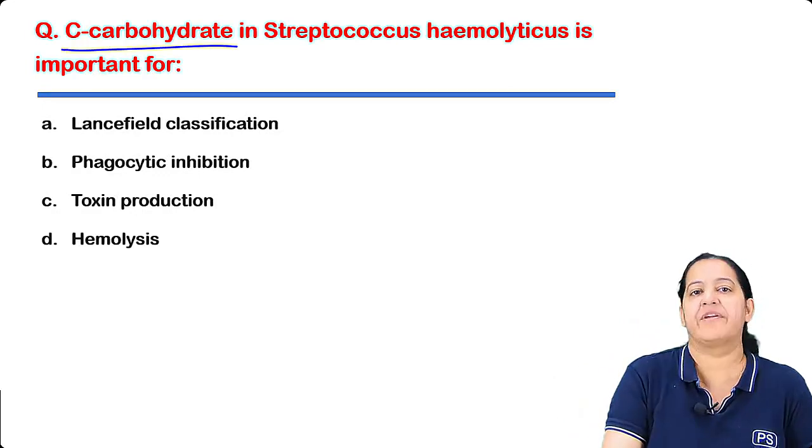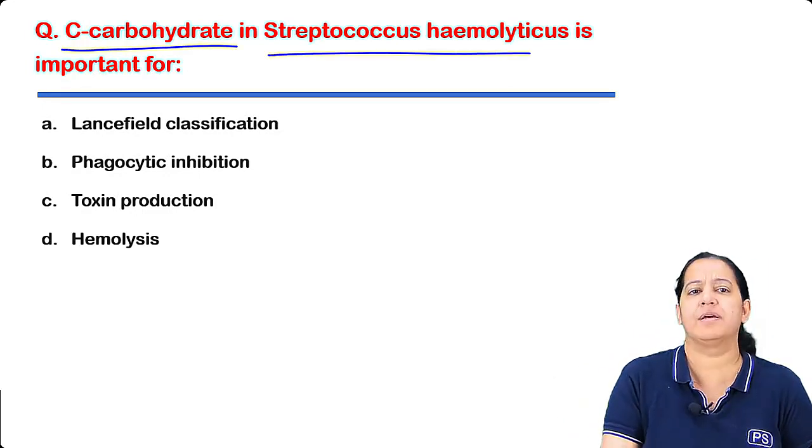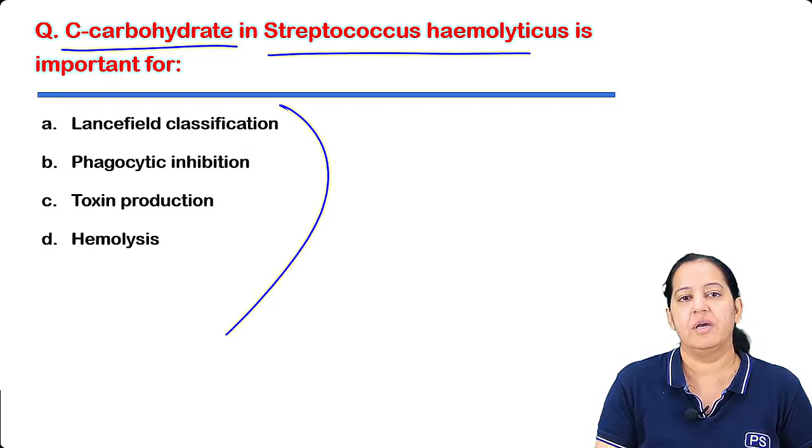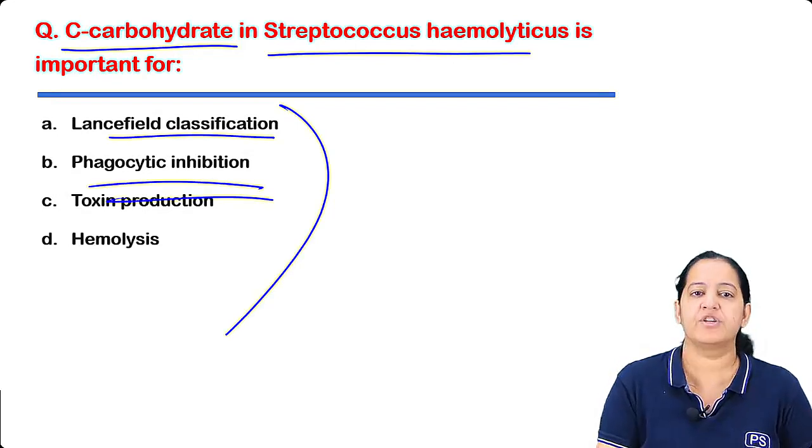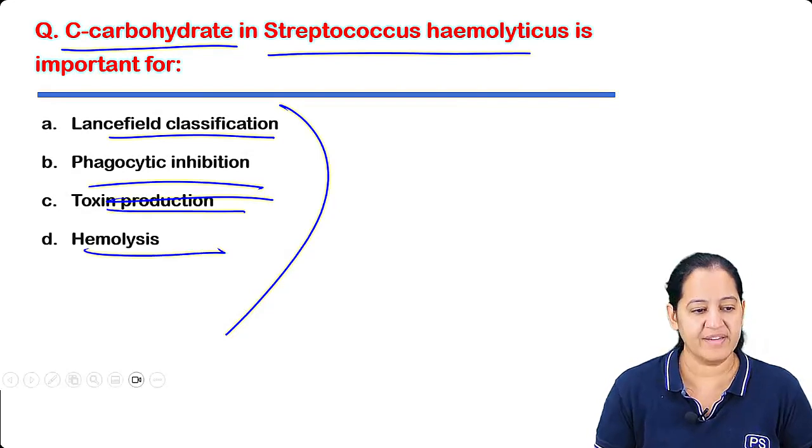C carbohydrate in Streptococcus hemolyticus is important for which classification? Is it Lancefield classification? Is it phagocytic inhibition? Is it toxin production? Or is it hemolysis? What's the correct answer, people? Yes, the correct answer is A.